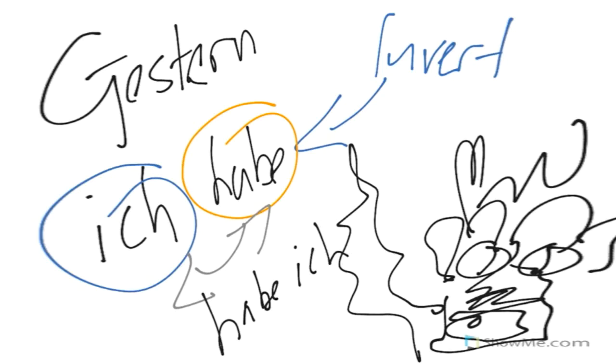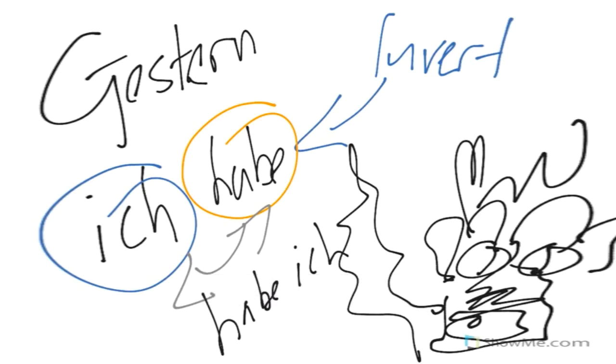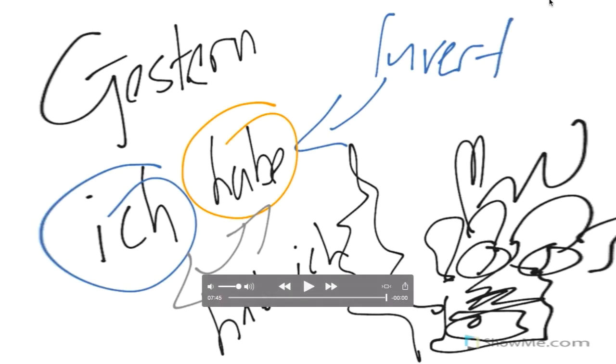Alright, ladies and gents, I hope you're happy with that. Look at that. I hope that's going in. Okay, remember, past participles go at the end of the sentence. And we've just dealt with regular perfect tense today.